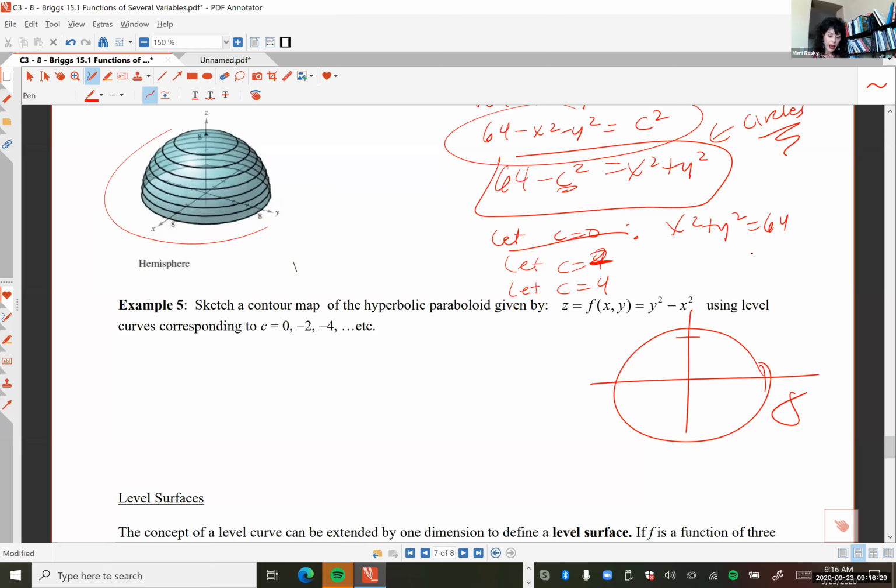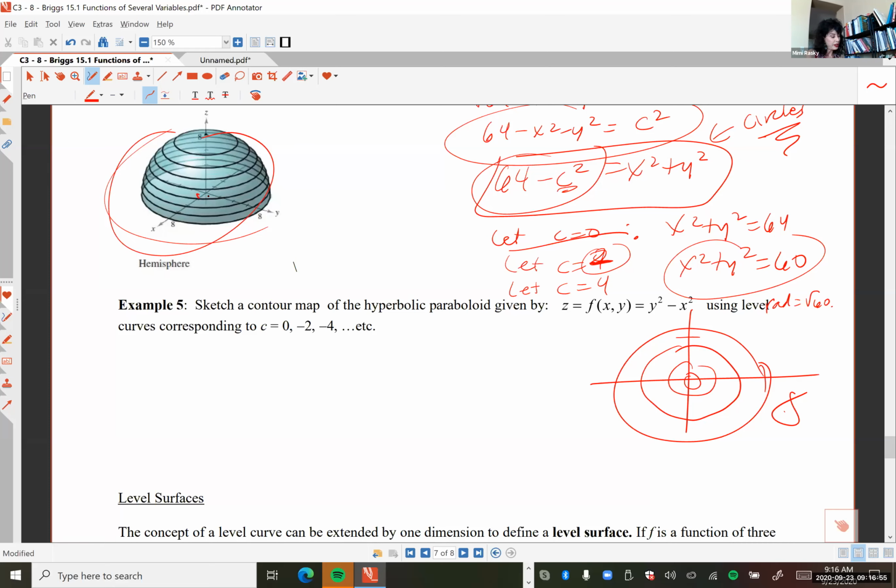Either way, if you did pick, say, c equals 2, then you'd have 64 minus 2 squared, which is 60. So your level curve would be x squared plus y squared equals 60. So then you'd also get a circle centered at the origin, but the radius would be whatever the square root of 60 is, right? Which is a number less than 8. So then you would get some other circle. And you would keep going, and then you would just get a bunch of concentric circles, similar to what you see in those rings there, but flattened onto the XY plane. So we're pretty much done with that problem.